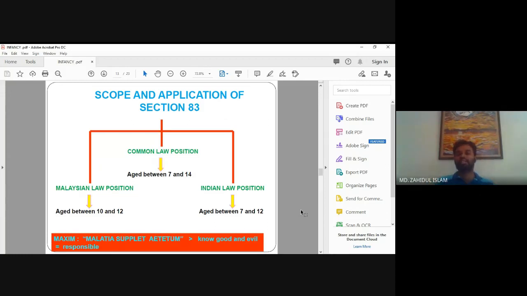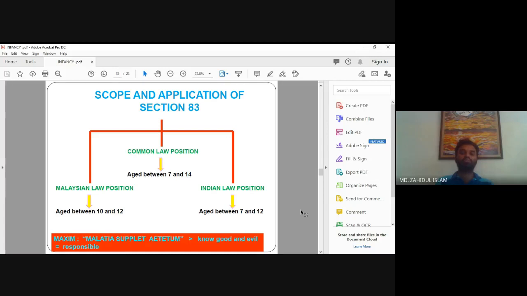Now, like section 82, we will see the position of Malaysia, the position of common law, and the position of India about section 83. If we see the application of 83, in the Malaysian position the age limit is between 10 and 12. So for 10 to 12 year old children, if they commit any crime, the public prosecutor has to prove that at that time they had enough maturity to understand the nature and consequence of it.